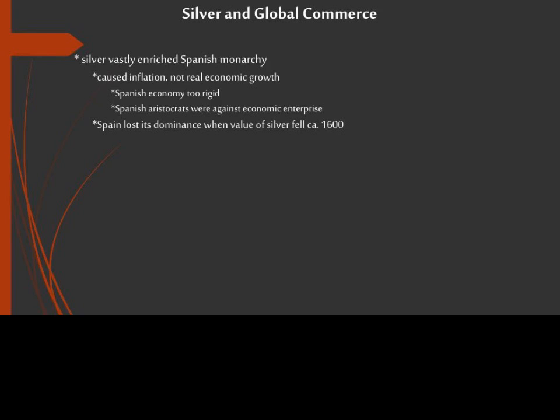Ironically, the Spanish discovery of a massive silver mine had a long-term damaging impact on Spain. The silver generated, like I said, inflation. Spanish production could not compete with imports. And furthermore, the Spanish elite were so aristocratic and disdainful of entrepreneurial activity, and Catholic fundamentalism did not welcome Jewish and Protestant merchants in the country. And so once the price of silver fell, Spain quickly lost its dominant role within Europe.